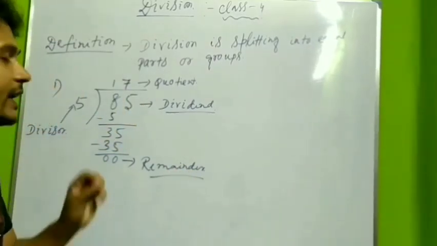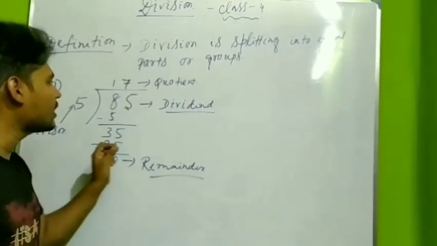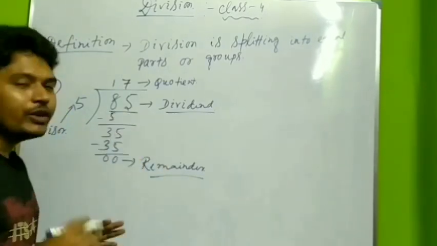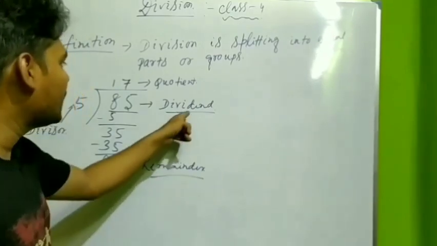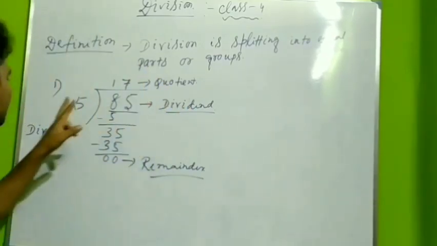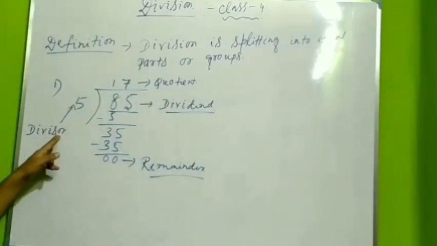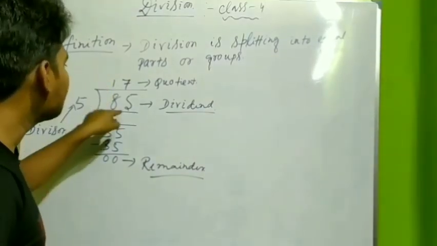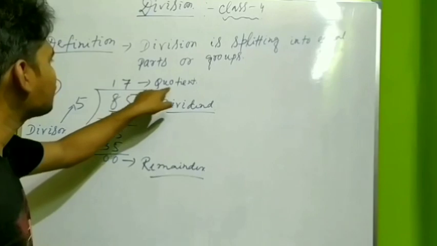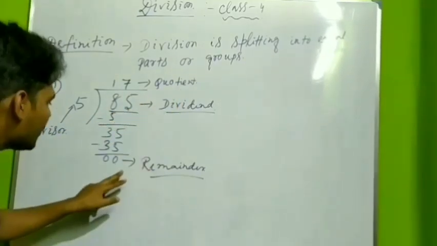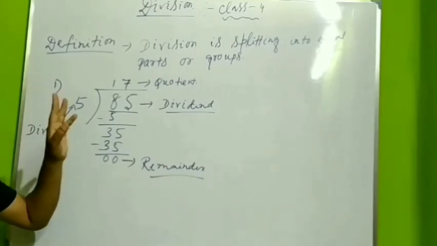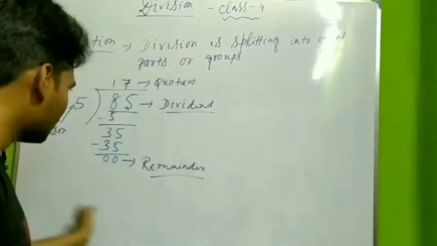So in a division process there are 4 things. At first, the number which we have to divide is called the dividend. The number by which we divide is called the divisor. The number we get when we divide the dividend by the divisor is called the quotient. And the number which is left is called the remainder. Okay, did all of you understand? Just note this down.